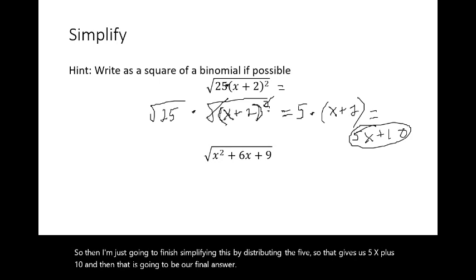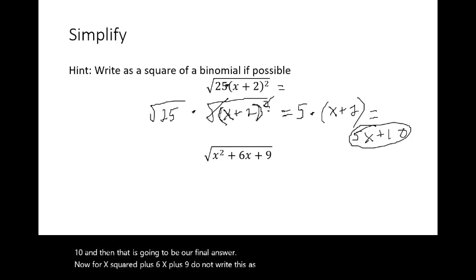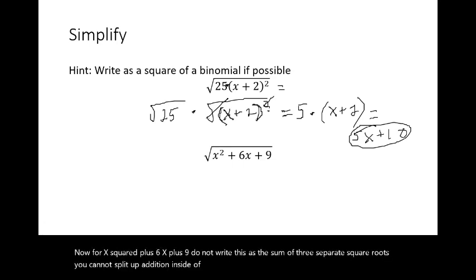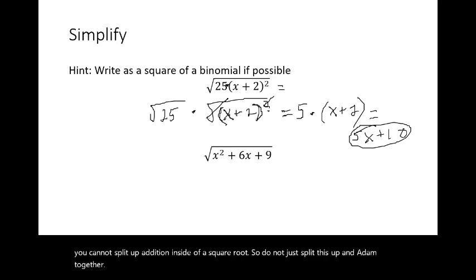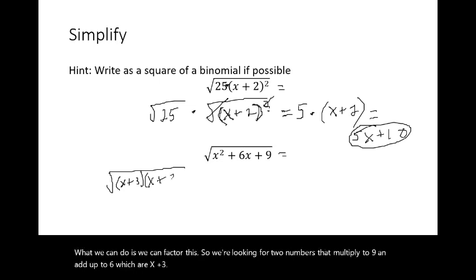Now for x squared plus 6x plus 9, do not write this as the sum of 3 separate square roots. You cannot split up addition inside of a square root, so do not just split this up and add them together. What we can do is factor this. So we're looking for two numbers that multiply to 9 and add up to 6, which are (x plus 3) times (x plus 3).